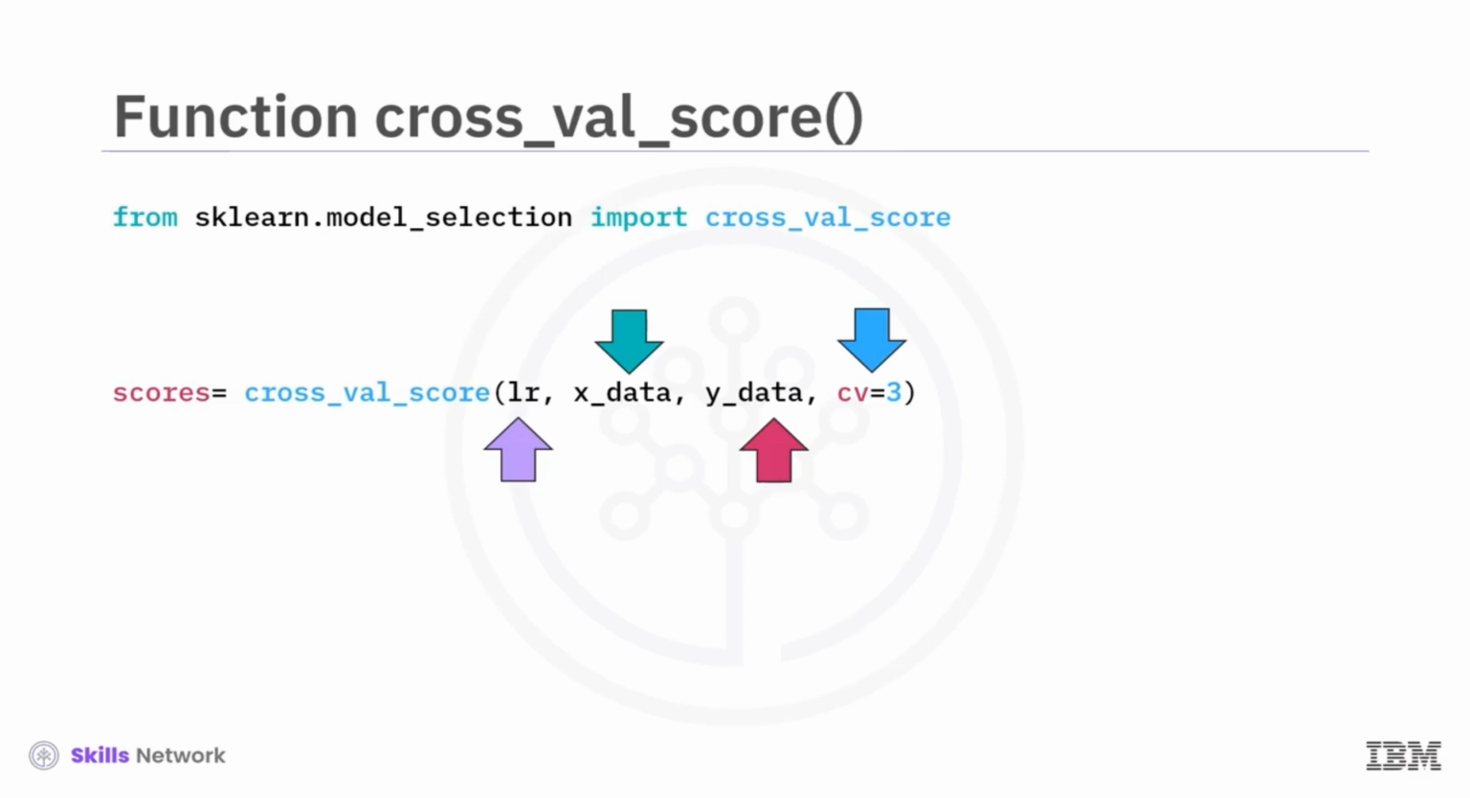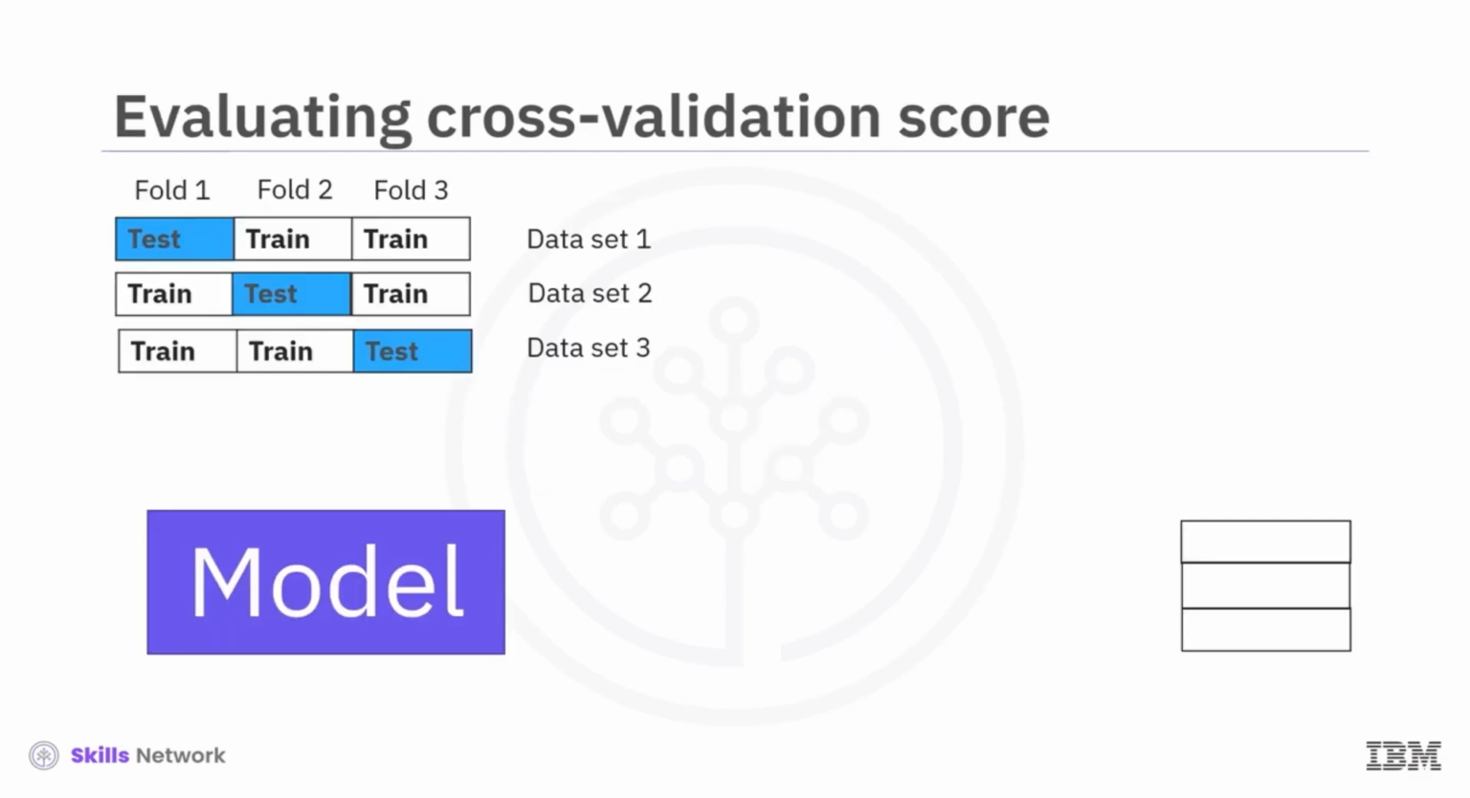Here, CV equals 3, which means the dataset is split into 3 equal partitions. The function returns an array of scores, one for each partition that was chosen as the testing set. We can average the result together to estimate out-of-sample R-squared using the mean function in NumPy. Let's see an animation. Let's see the result of the score array in the last slide.